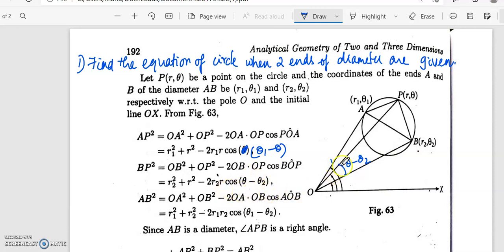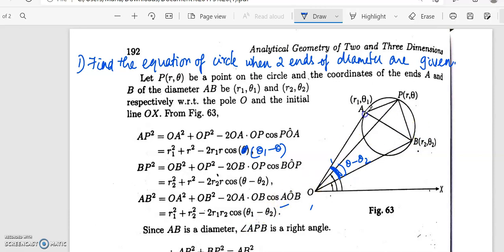theta minus theta 2. And next, from the triangle ABO, AB square will be equal to OA square plus OB square minus 2 OA OB into the angle opposite to AB. That angle will be theta 1 minus theta 2. So we'll get OA square, which is R1 square, plus R2 square minus 2 R1 R2 cos theta 1 minus theta 2.